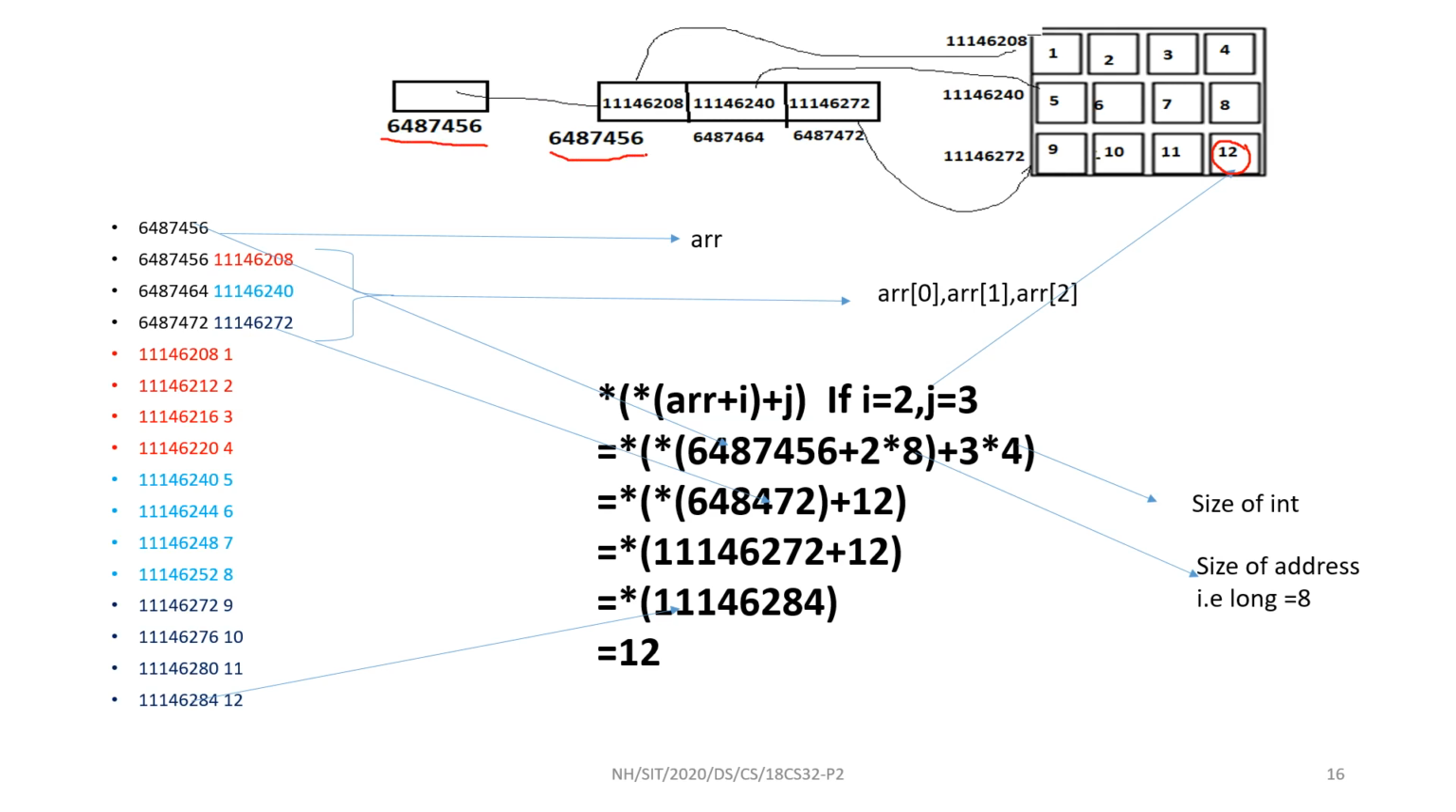The array address is 6487456. Okay, so where do you have to go? The first row, no. The second row, no. In the third row I have to go, right? Third row. What is the index in that? I equal to 2. ARR of 2. This is ARR of 0. This is ARR of 1. This is ARR of 2. This is 2. What is the address?